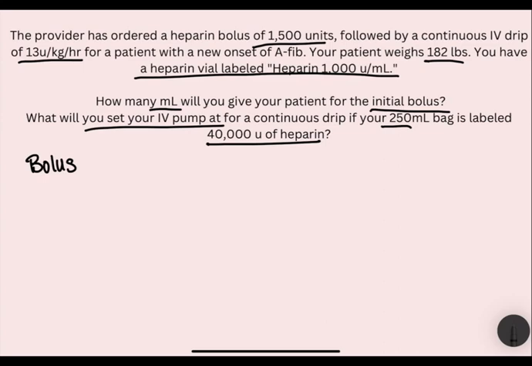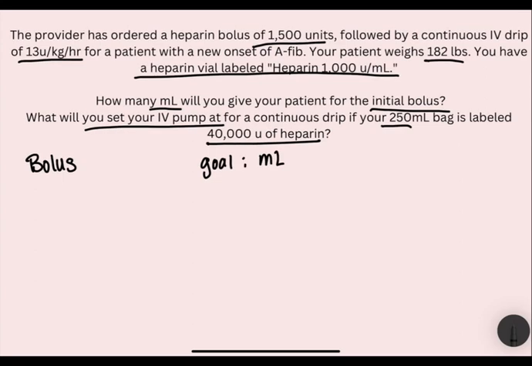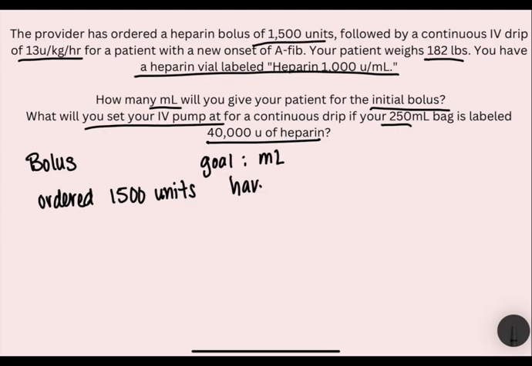All right, so this is a two-part problem. The first part is going to be the bolus. The bolus is just going to be that one amount of medicine that is given, shoot, in the vein, and that's it. It's not going to be a continuous drip. So what we are looking for right here is what the question asks us for. Our goal is to find milliliters.